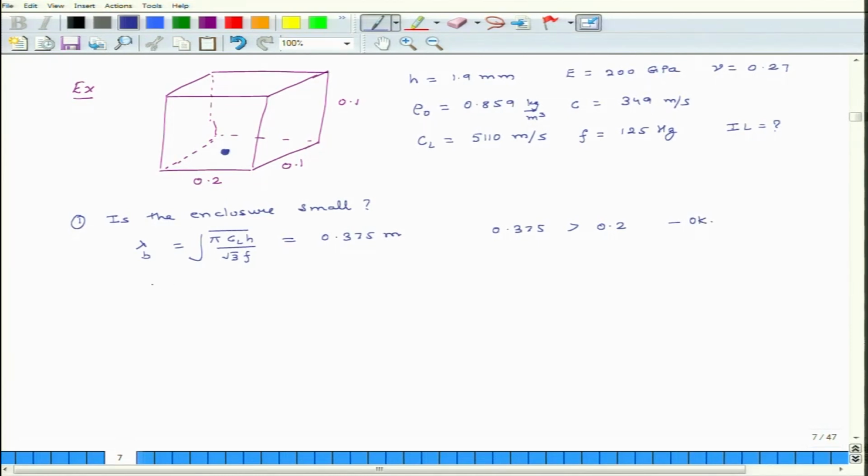The second condition is F L max divided by C should be less than 0.1. So, let us compute that. 125 times L max 0.2 divided by C 349. So, that comes out to be 0.072, and this is less than 0.1. So, this is also okay, which means our enclosure is small.